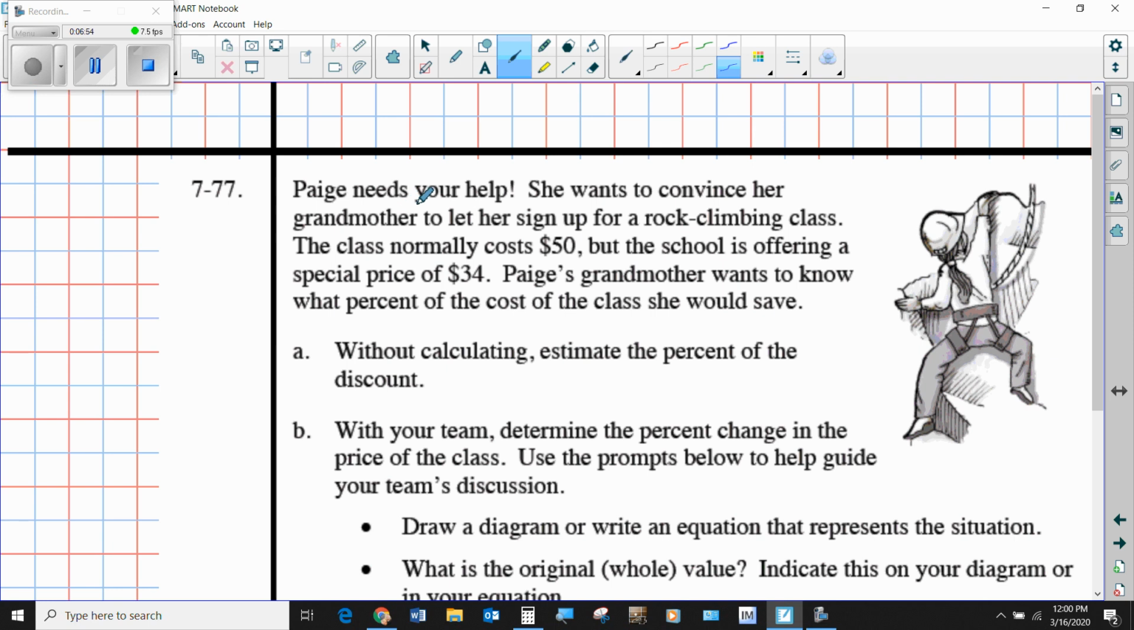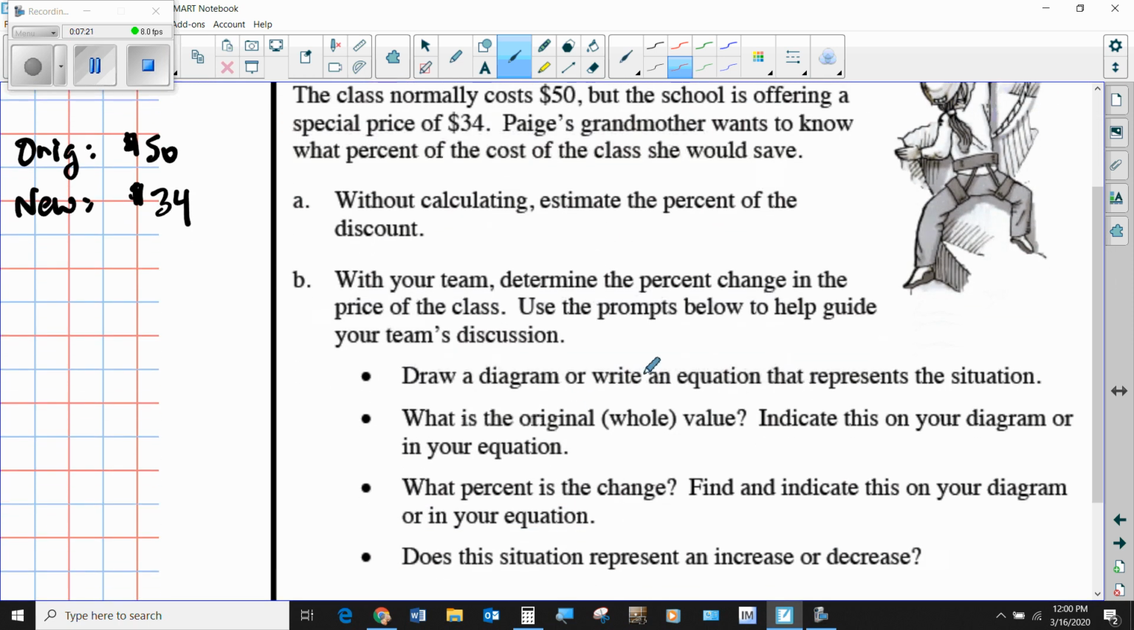Paige is in a different situation. She wants to go rock climbing, and it originally cost $50. I'm going to go ahead and write original here, or I'll abbreviate that, $50. And the price went down to the new price of $34. So we already know this is going to be a percent decrease. The question is, what's the percent decrease? Before we can get there, we want to figure out what is the amount of the decrease.